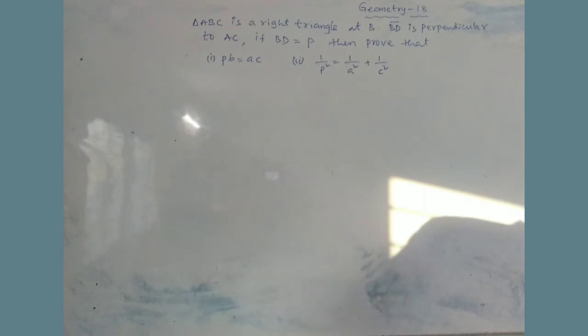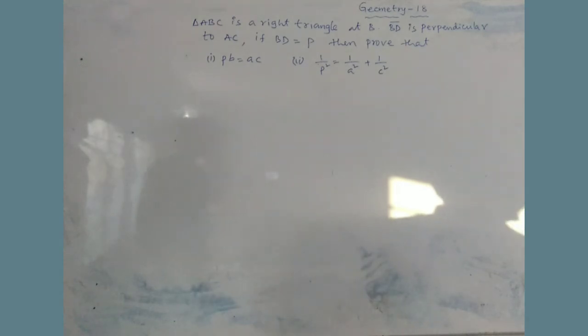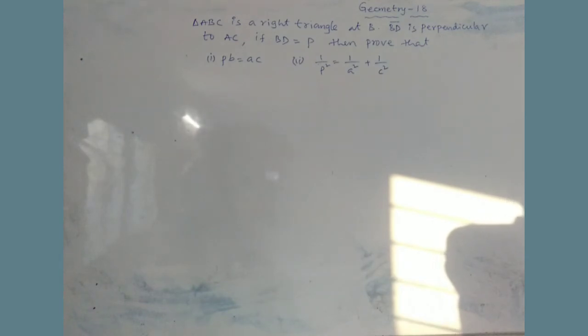Look at this question now. If triangle ABC is a right angled triangle and moreover right angle at B, and BD is perpendicular to AC, and if BD is equal to P, then prove that condition number 1, PB is equal to AC, and condition number 2, 1 by P square is equal to 1 by A square plus 1 by C square.